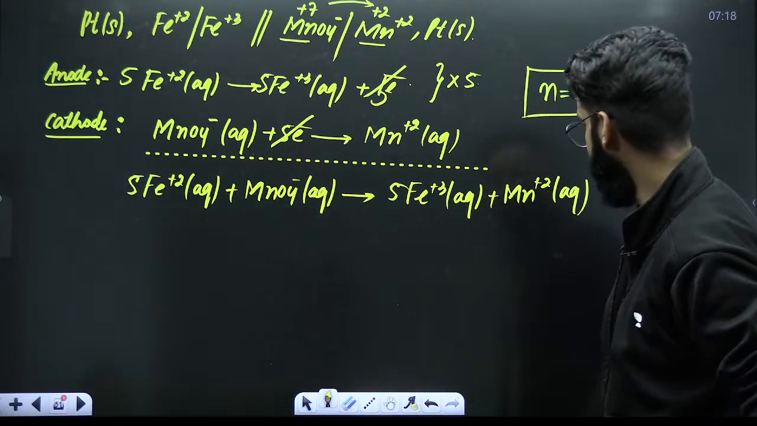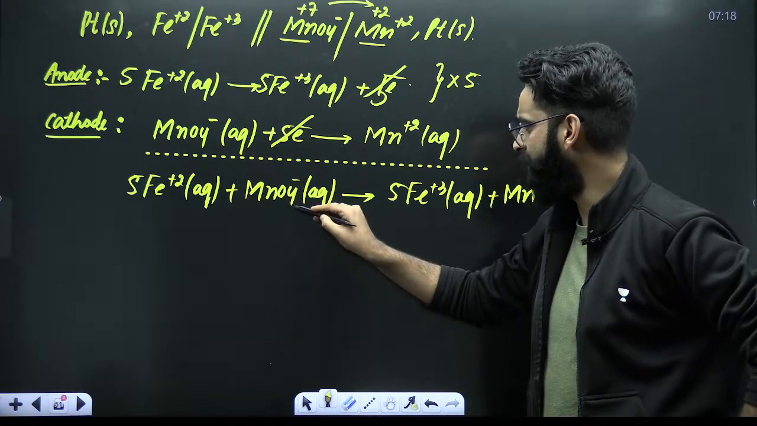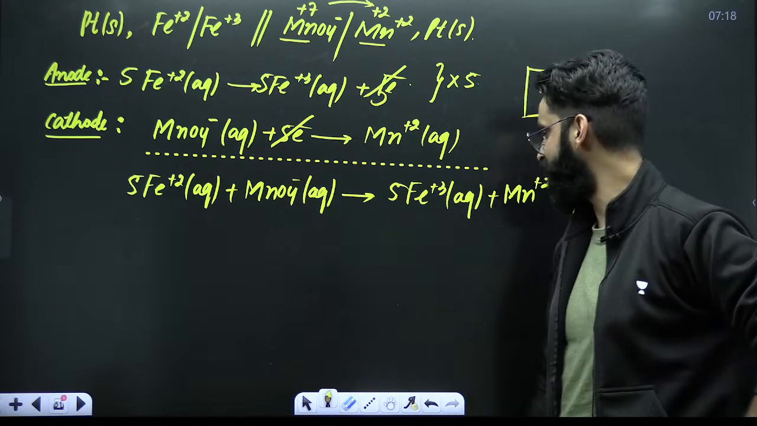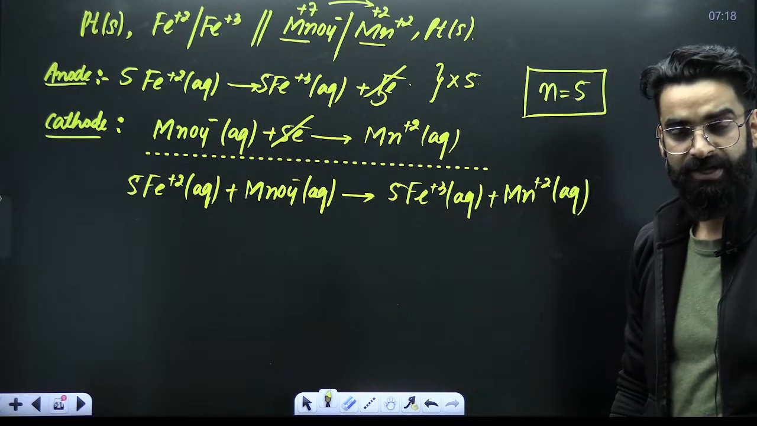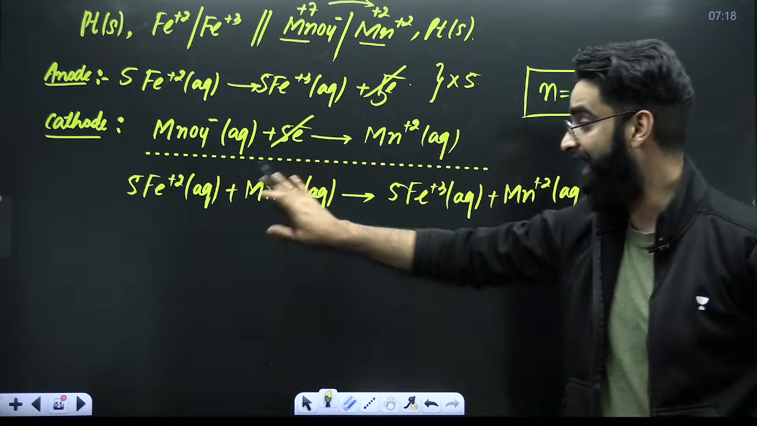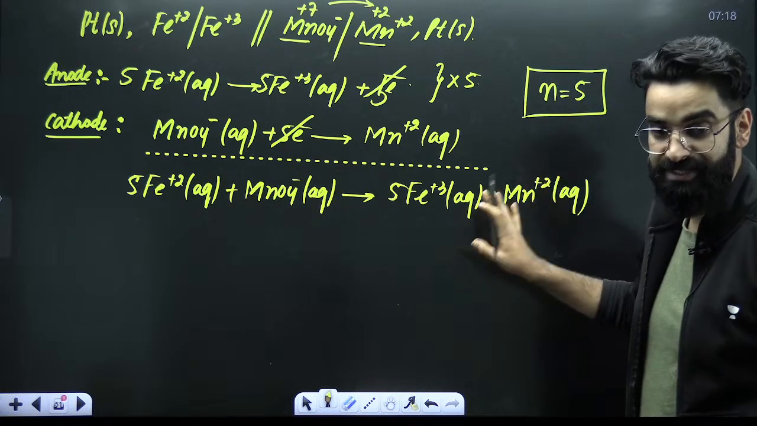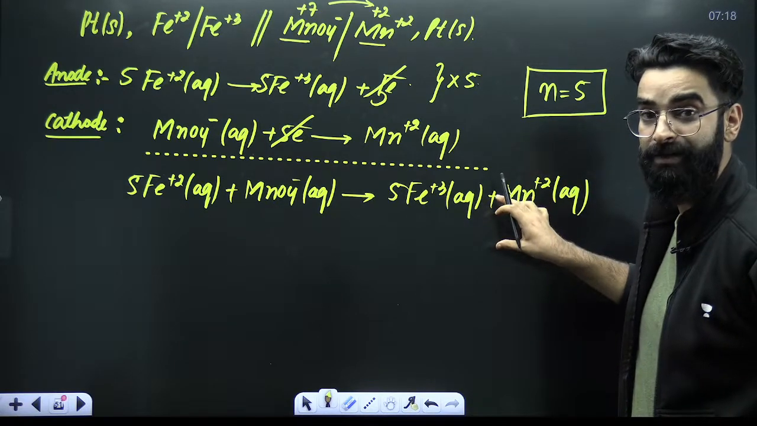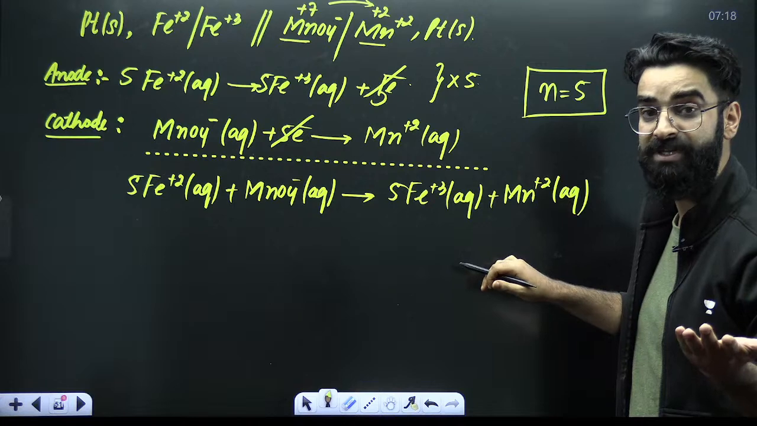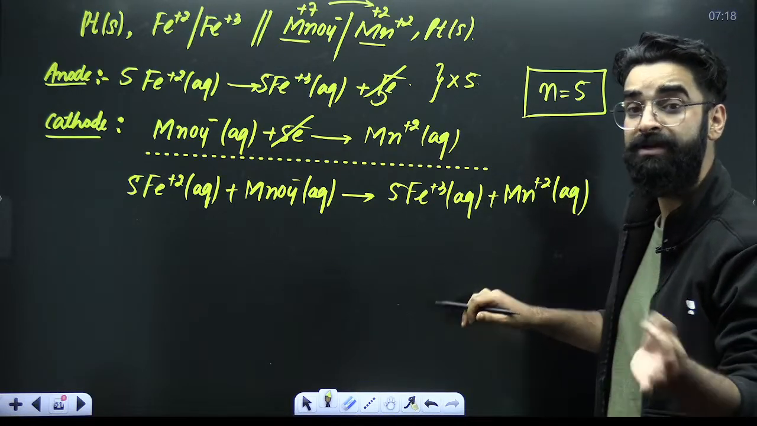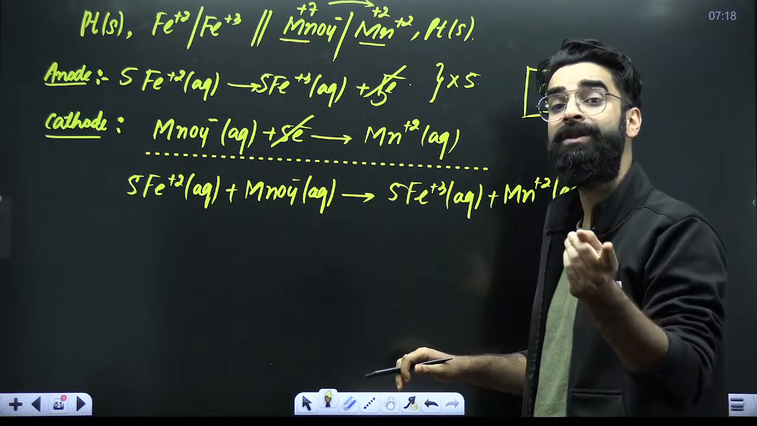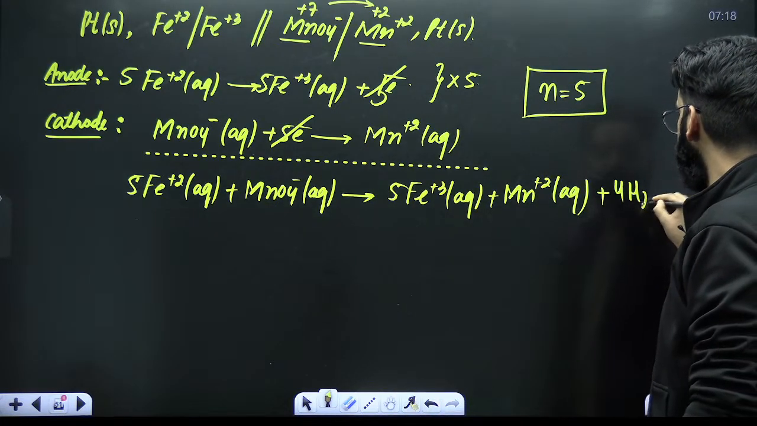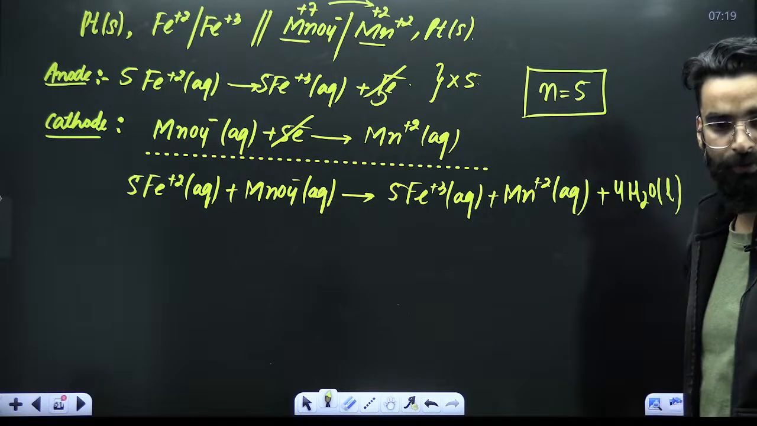Understand, people. How many oxygen atoms do you have on the left side? 4 oxygen atoms. Right? How many oxygen atoms are on the right side? No oxygen atoms. So which side is oxygen deficient? LHS or RHS? RHS is oxygen deficient. How many oxygen deficiency are there on the right side? 4 oxygen deficiency. Number of oxygen deficiency is equal to number of water molecules added on the oxygen deficient side. So on this side, I'll be adding 4 water molecules.